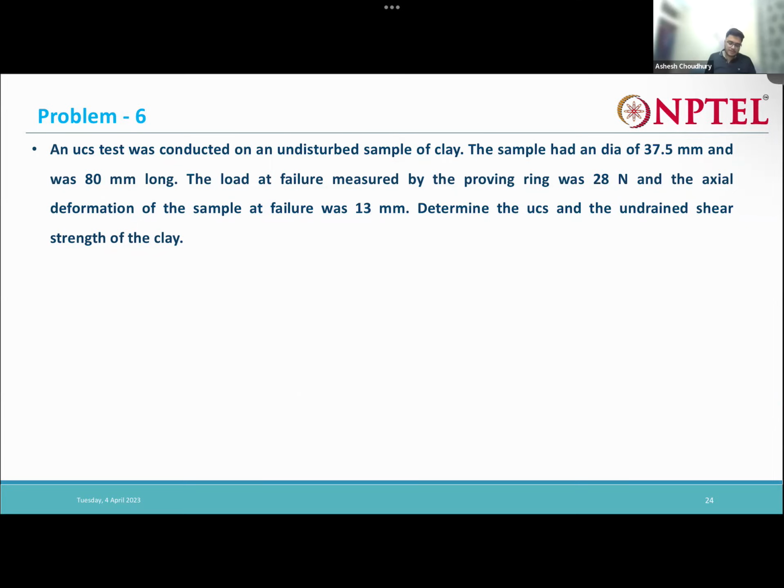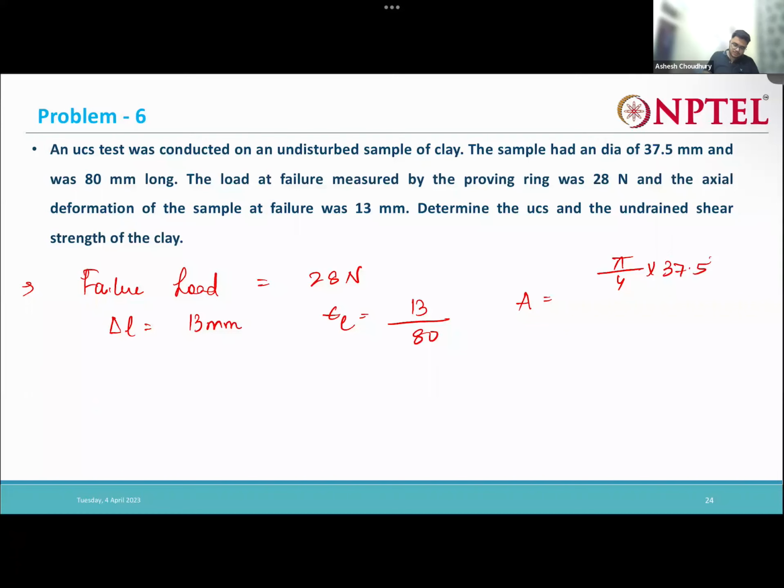So the sample diameter is given and the length of the sample is given. The load at failure is also given. Axial deformation is given. So this failure load is given to us as 28 newtons. What is the axial deformation? 13 mm, right? So what is my axial strain? 13 by 80. So what will be my area?